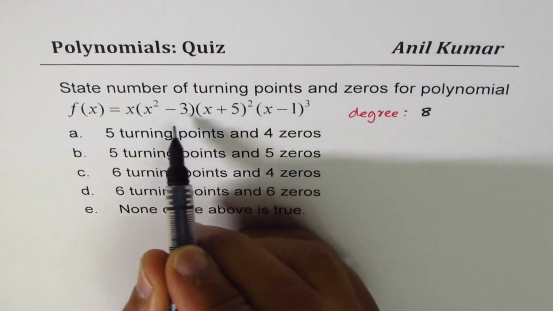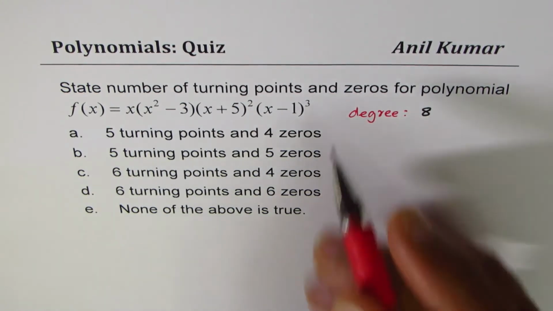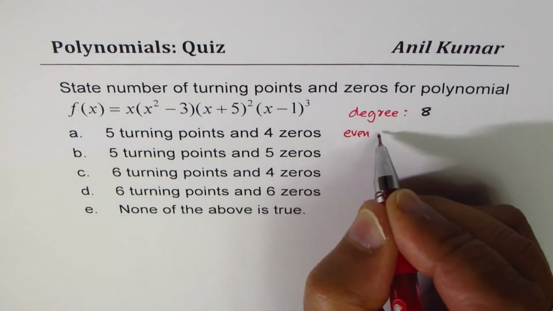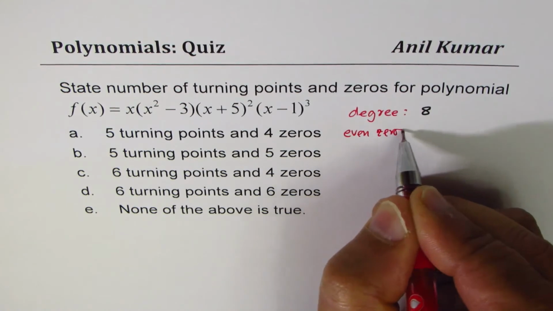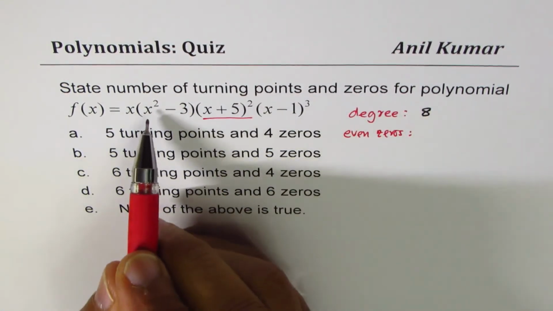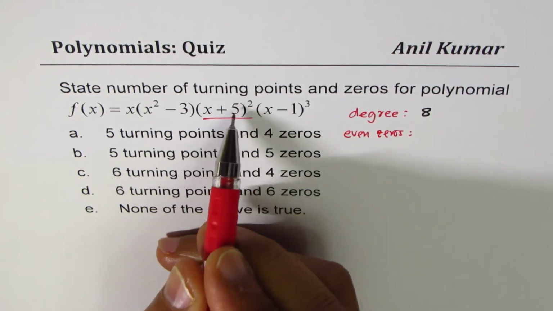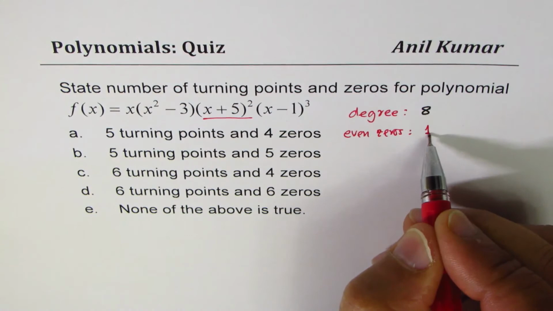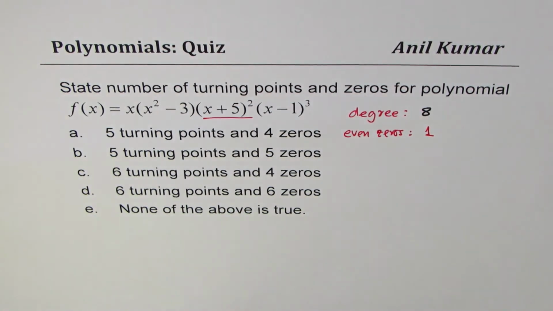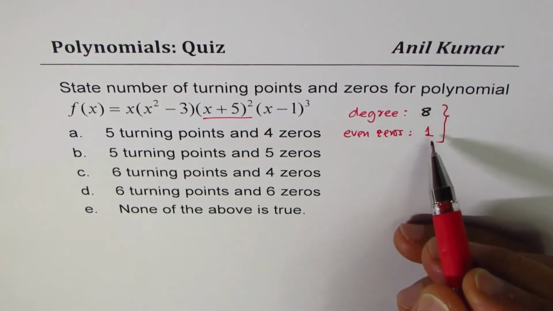Let us also see how many even zeros there are. Degree and even zeros. There's only one even zero, this one to the power of 2. That gives you two 1 degree zeros. The order of this zero is 2. So there's one even zero. So from here, we could actually get the turning points.